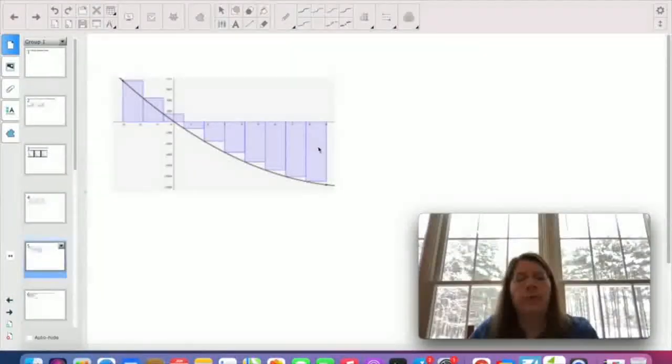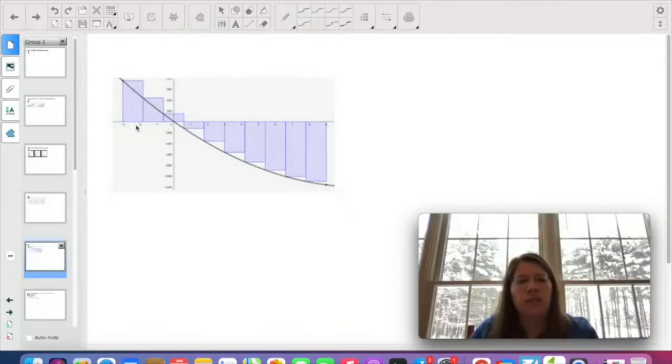When you're dealing with Riemann sums, you're not always going to have a function that is all above the x-axis like the previous examples. This one, part of it is above, part of it is below. So when we do the left Riemann sum, some of them are going to be overestimates and some of them will be underestimates, just depending on what happens with the graph within the intervals that we're talking about.